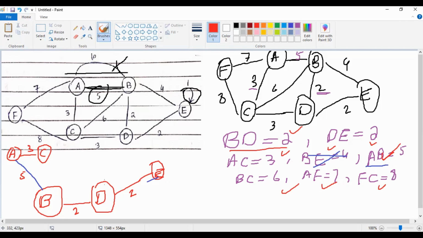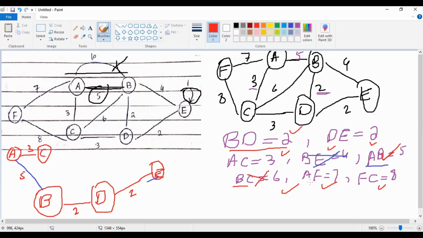Now the question arises with B and next with C. Can I connect B with C? No. If I connect it now, it makes a cycle. So I do not need to add B to C. B to C makes a cycle. So what I did, I just removed this BC as well.